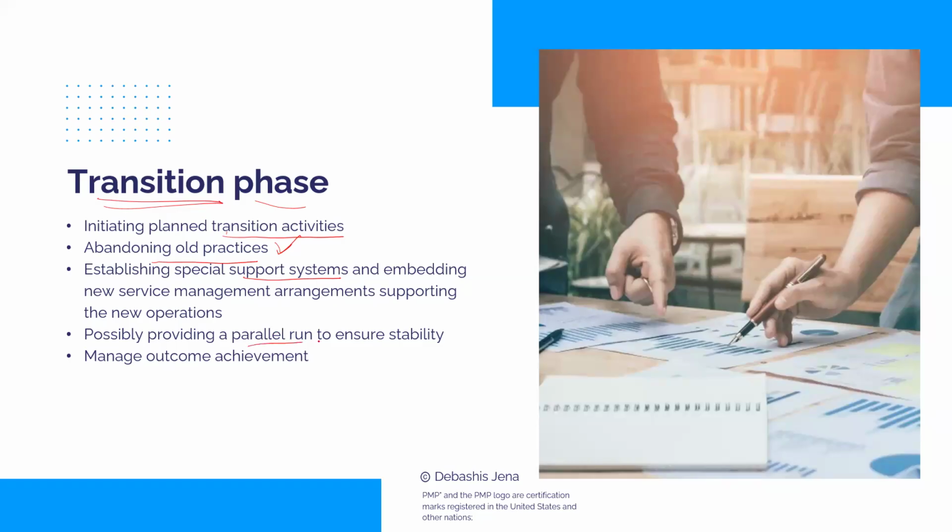Provide a parallel run. Do you understand parallel run? A parallel run is where we run both the old and new system for a while, say a two-week period. To avoid the risk, just in case the new system doesn't work, we cannot afford the risk of stopping our business. So parallel run. These are some transition activities.